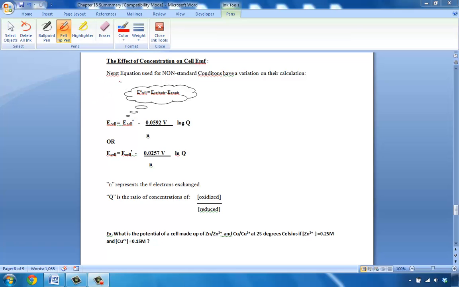So this video tutorial is going to explain the effect of concentration on our cell EMF, meaning when we see E naught of the cell, what this is telling us is this is standard conditions, which imply 1 molarity of concentration for all of our solutions, as well as 1 atmosphere of pressure.